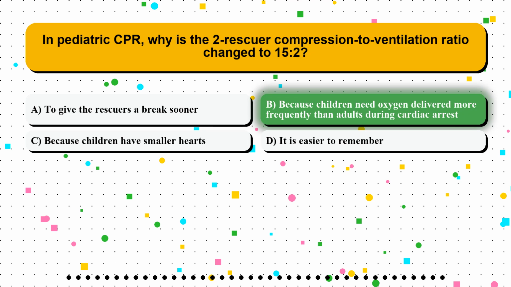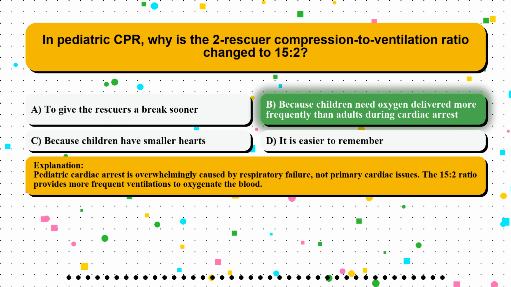The correct answer is option B, because children need oxygen delivered more frequently than adults during cardiac arrest. Pediatric cardiac arrest is overwhelmingly caused by respiratory failure, not primary cardiac issues. The 15:2 ratio provides more frequent ventilations to oxygenate the blood.